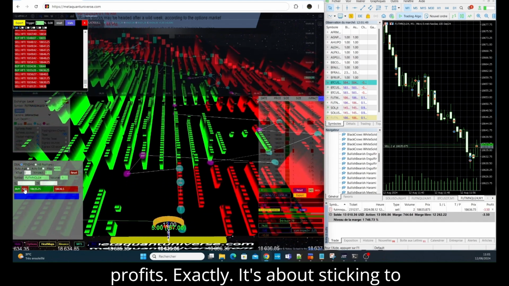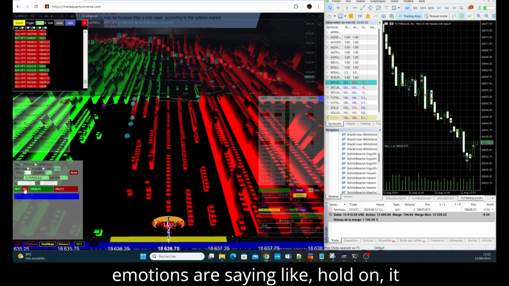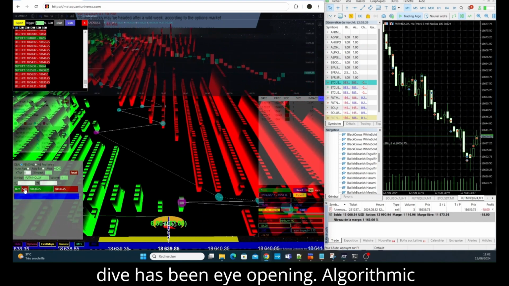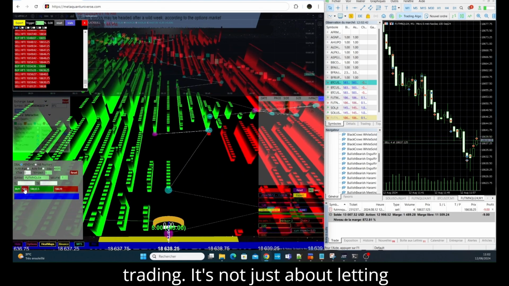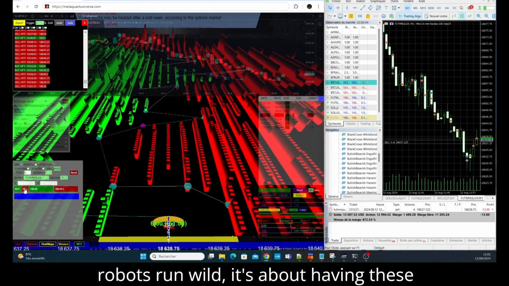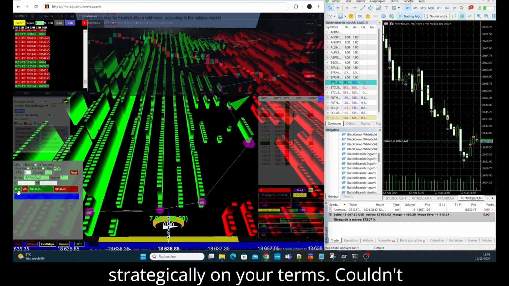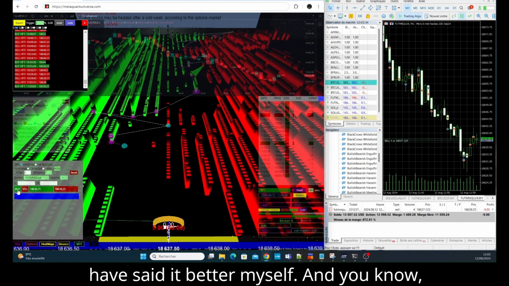Exactly. It's about sticking to the plan, even when your emotions are saying, hold on, it might go even higher. This whole deep dive has been eye-opening. Algorithmic trading is not just about letting robots run wild. It's about having these sophisticated tools, but using them strategically on your terms. Couldn't have said it better myself.